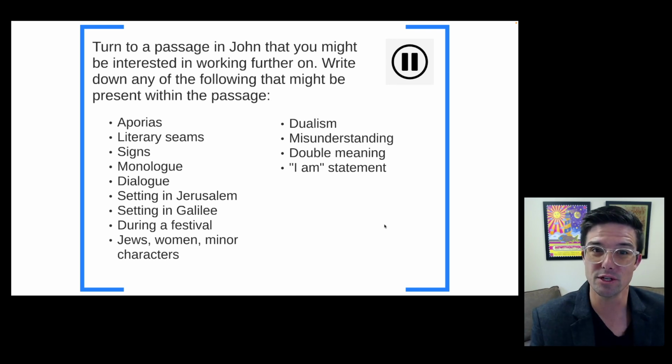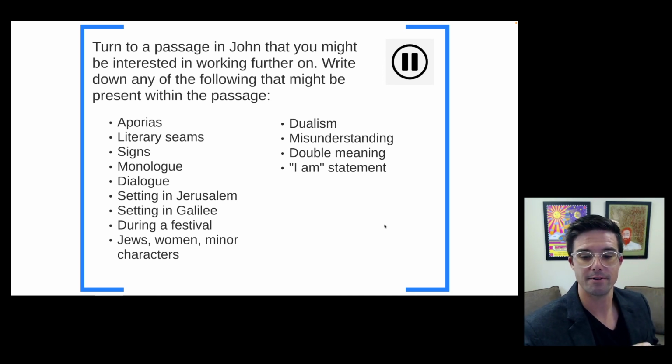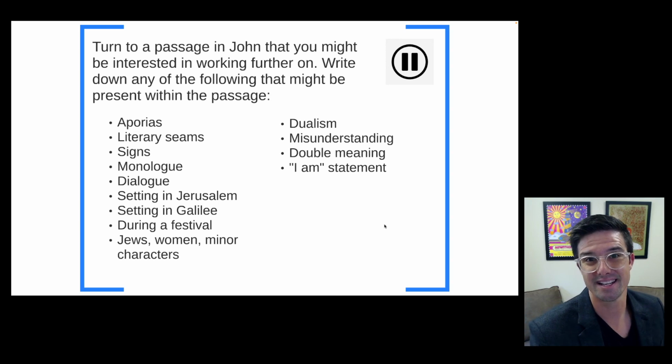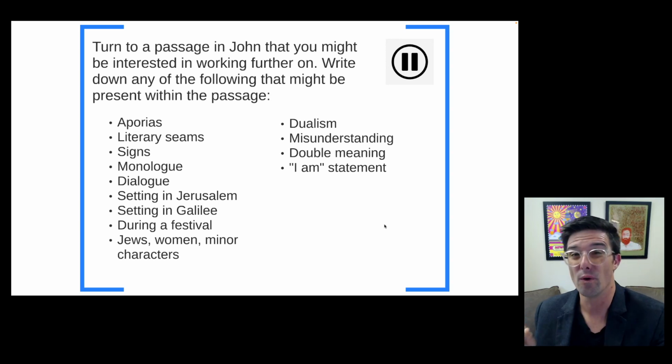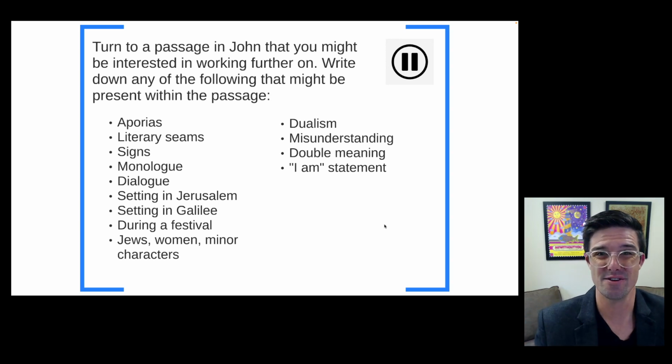And once you do, or if you have already, turn to that passage in John, read it, and be on the lookout for these different literary characteristics, whether diachronic or synchronic, that we've just noted in this passage.